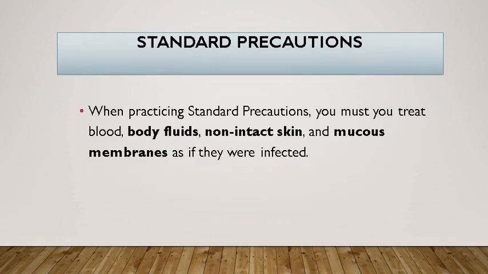Standard precautions. This is defined as a method of infection prevention in which all blood, body fluids, non-intact skin, and mucous membranes are treated as if they were infected with the disease. Mucous membranes are the lining of the mouth, nose, eyes, rectum, and genitals.